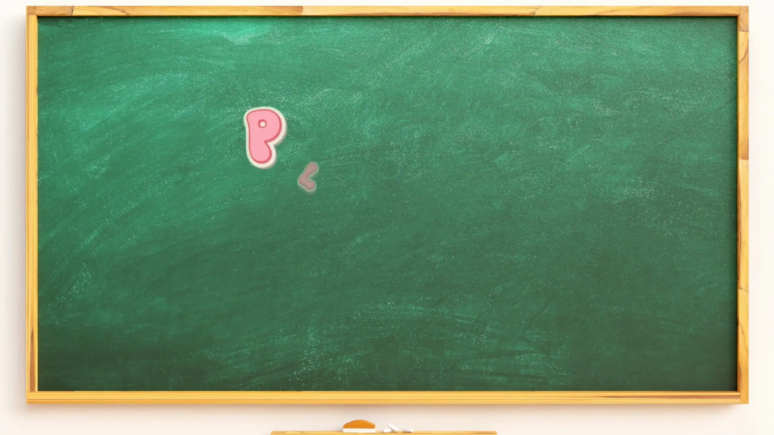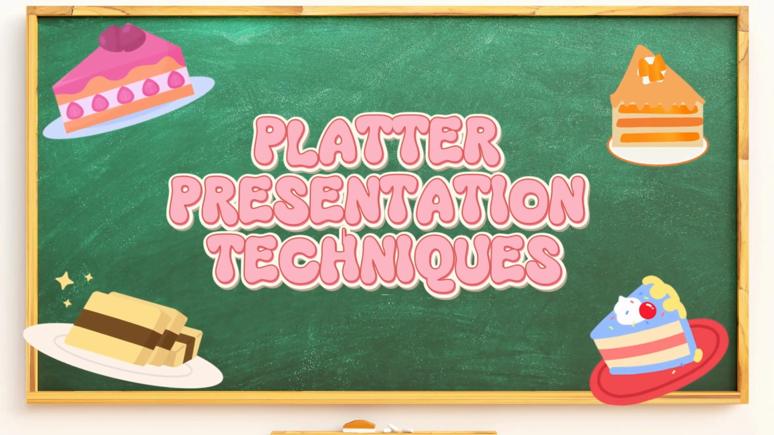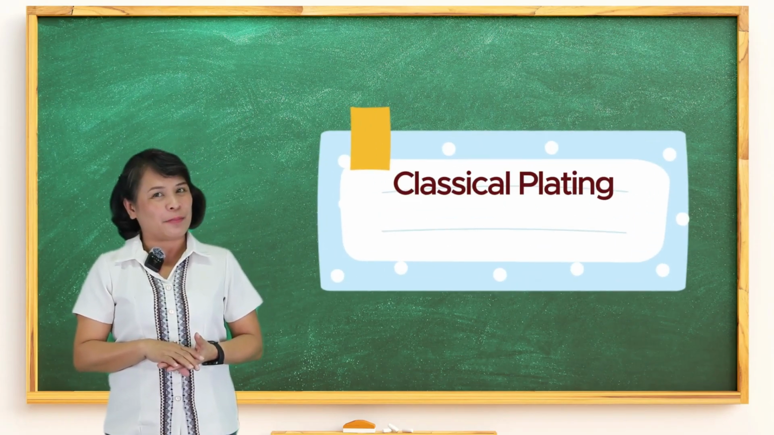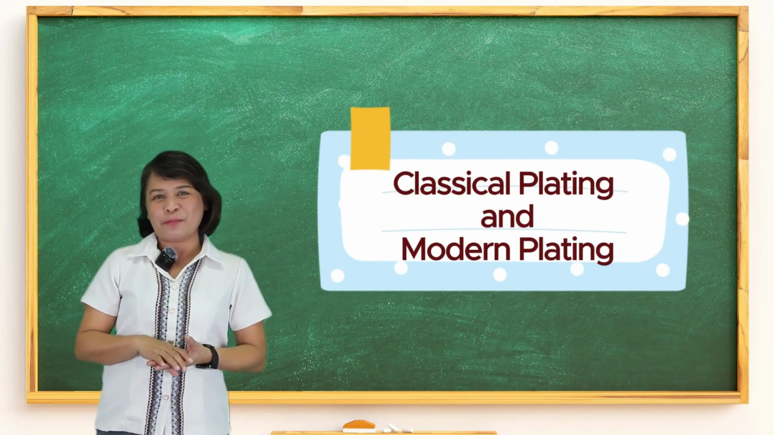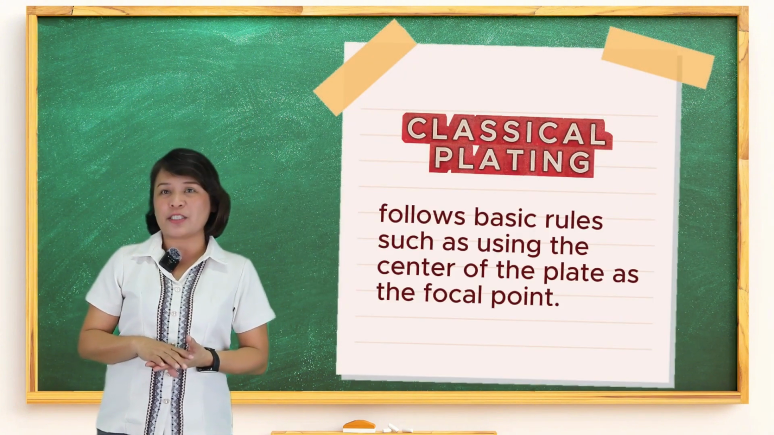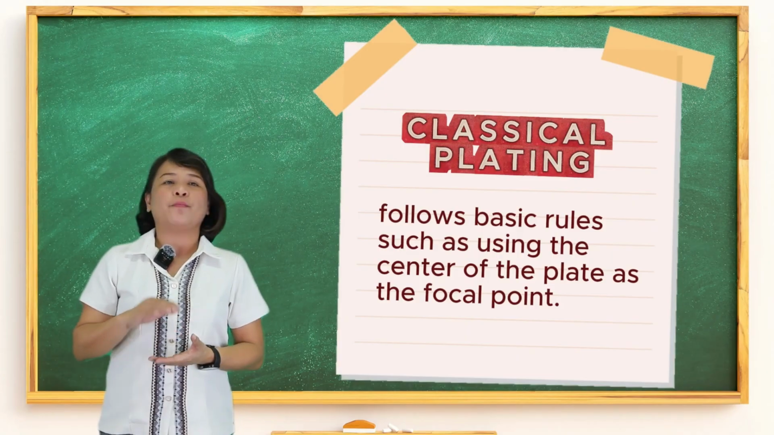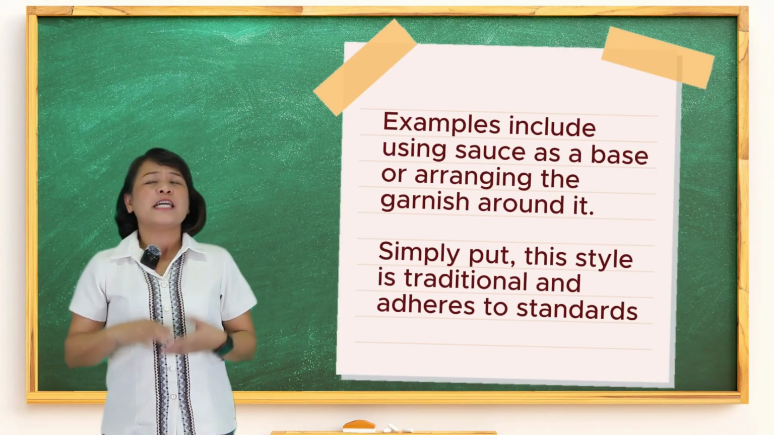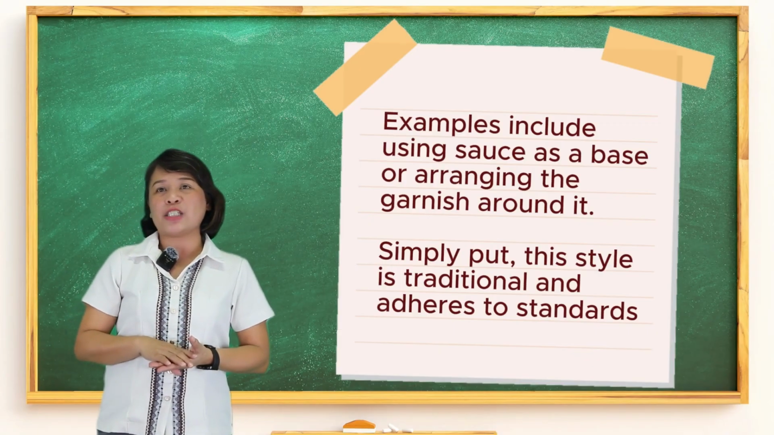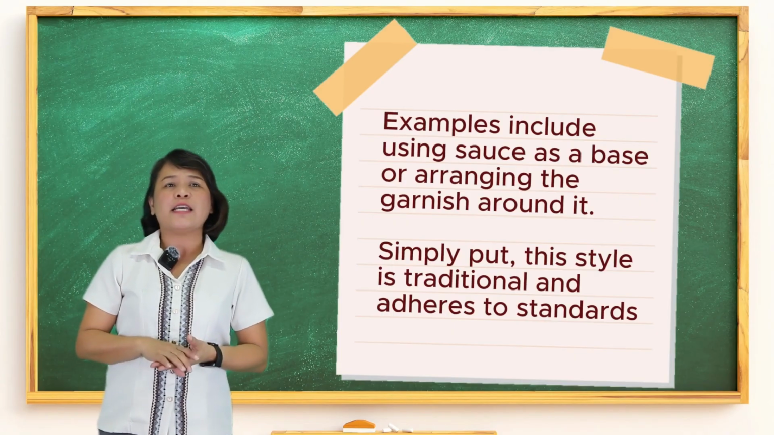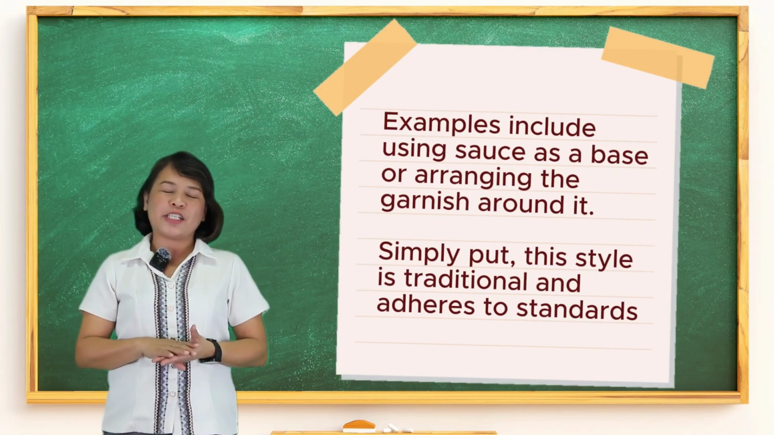Let's move on to the plate presentation techniques. There are two important plating styles, classical plating and modern plating. Classical plating follows basic rules such as using the center of the plate as the focal point. Examples include using sauce as a base or arranging the garnish around it. Simply put, this style is traditional and adheres to standard.